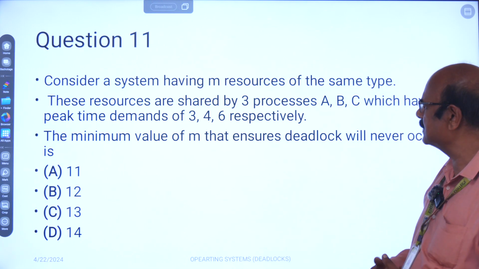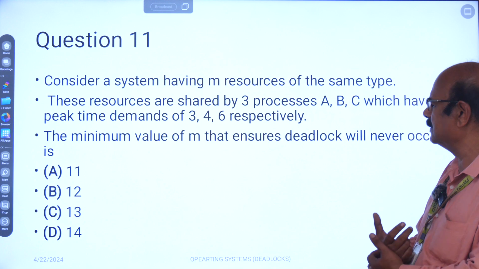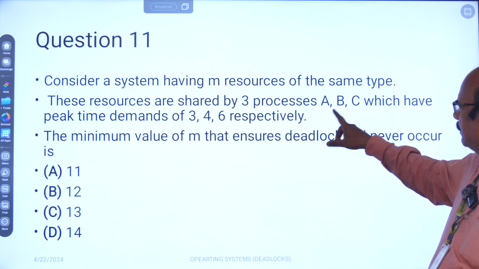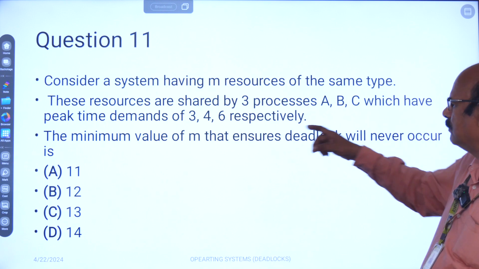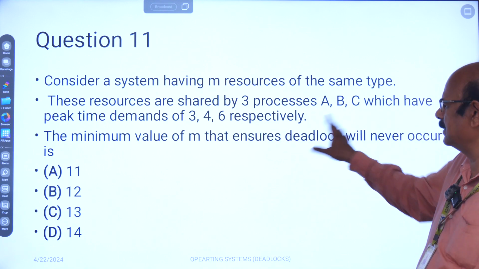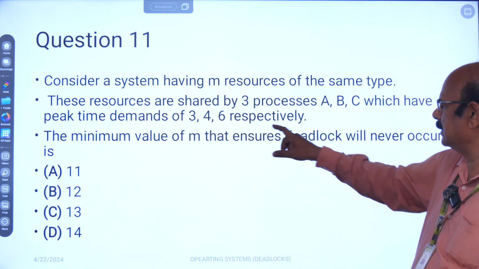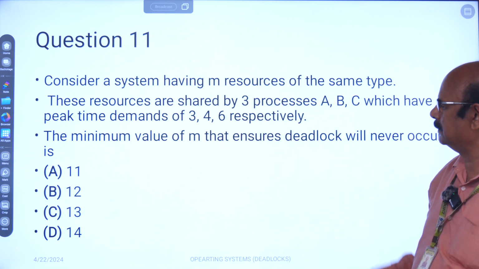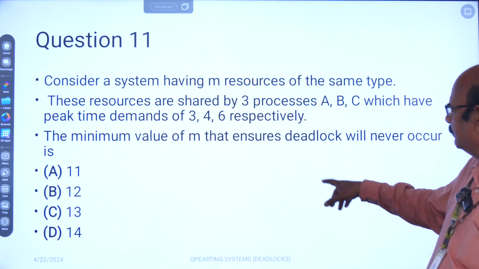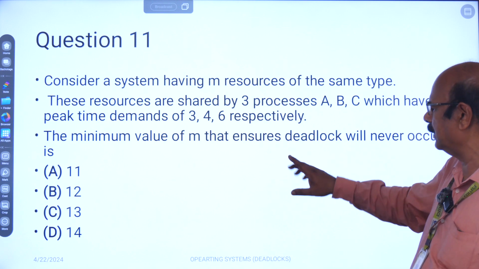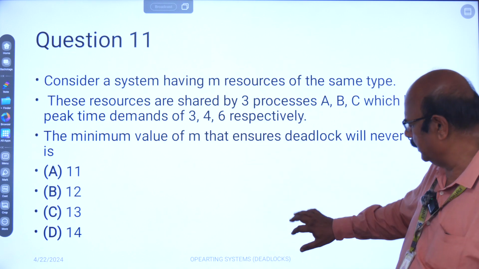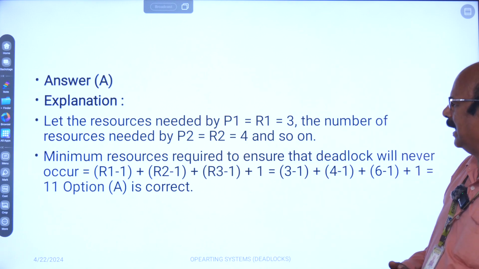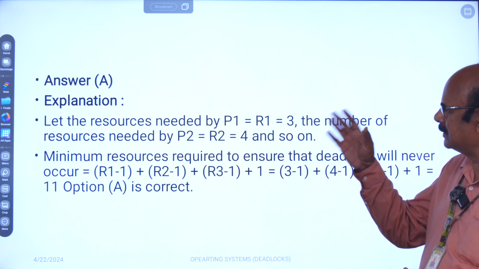11th question. Consider a system having m resources of the same type. These resources are shared by 3 processes A, B and C, which have peak demands of 3, 4, 6 respectively. Whenever they are at the peak of working, they need that many resources. The minimum value of m that ensures deadlock will never occur is 11, 12, 13 or 14. Let us see the explanation and the answer. Here they have given the answer as A.